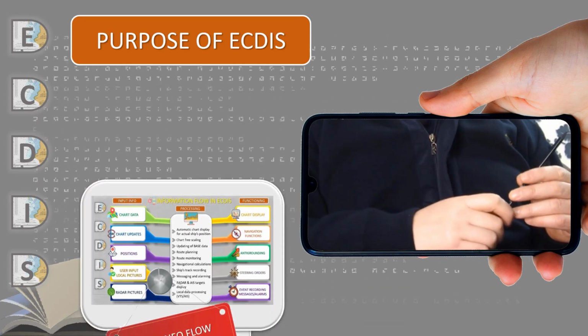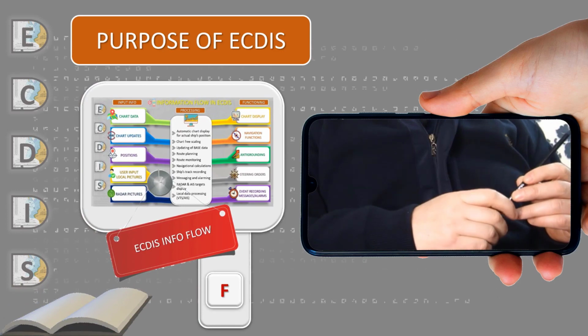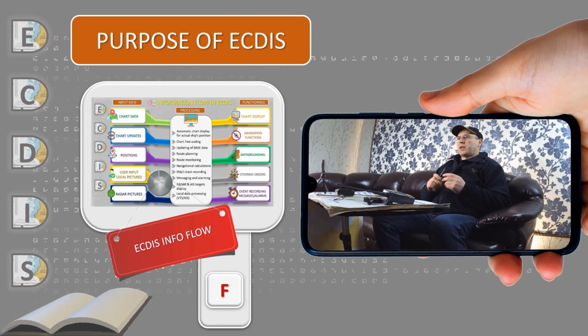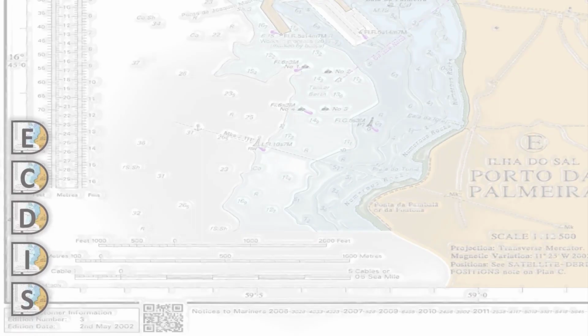In the next diagram, let's summarize the data flow process in ECDIS. Information flow in ECDIS consists of three main tasks. Here we have the input of the information, processing of it, and functioning of the ECDIS.